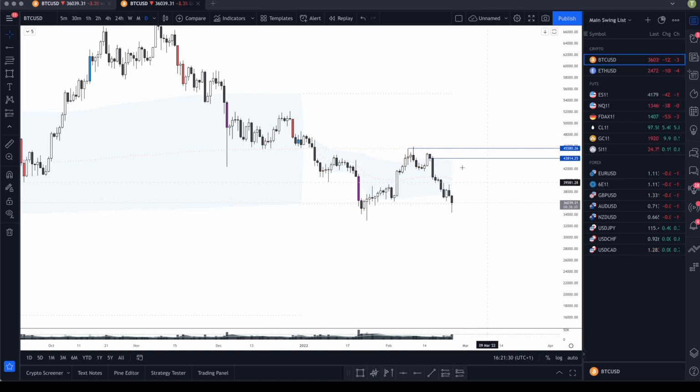So the auction market theory rules are playing out over and over again.